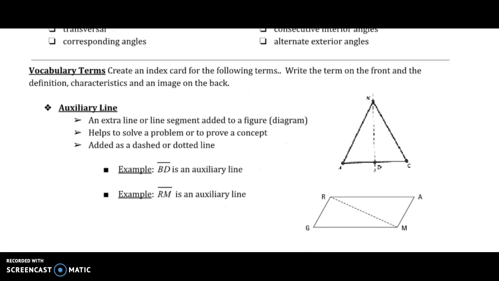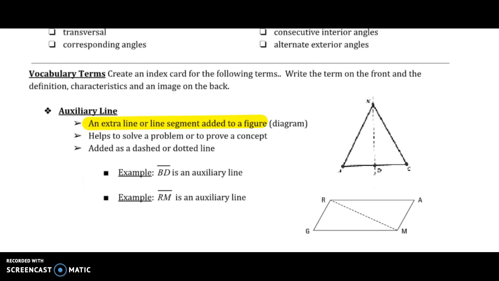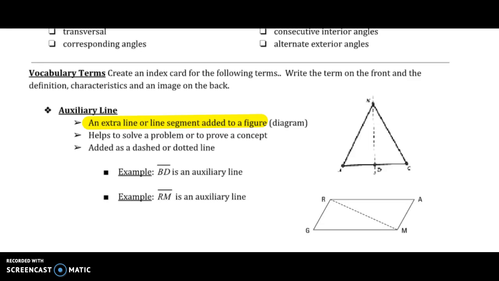An auxiliary line is an extra line or segment added to a figure, which is a diagram. It helps to solve a problem or prove a concept. We will do some proofs later in this unit. And it should be added to the diagram or figure with a dashed or dotted line. Because again, the line is not an original part of the diagram, so we want to make sure that we are distinguishing between the given diagram and things that we are adding to that diagram to help us.